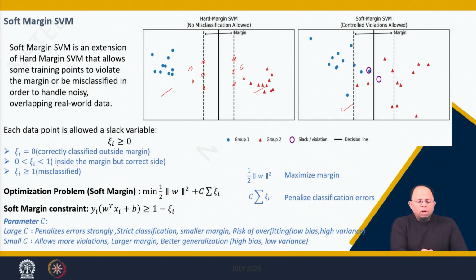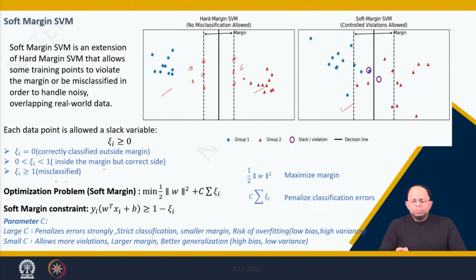But if it is between 0 and 1, because we already remember that the last constraint said that the margin has to be at least 1 unit away, that means it is inside the margin but on the correct side. And if it is greater than or equal to 1, that means it is misclassified. That means it is on the other side.